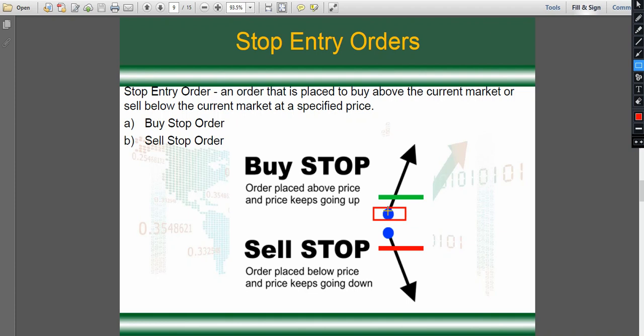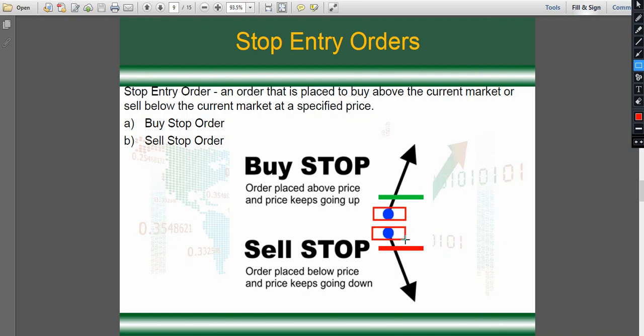The previous ones, sell limit and buy limit, are very good for reversals. This is for a breakout, where you are projecting that if price moves from here and crosses this line, which is a particular price, then it's likely to continue up. So you do a buy from this level. So a buy stop is an order placed above the current price, and the assumption is price will keep going up.